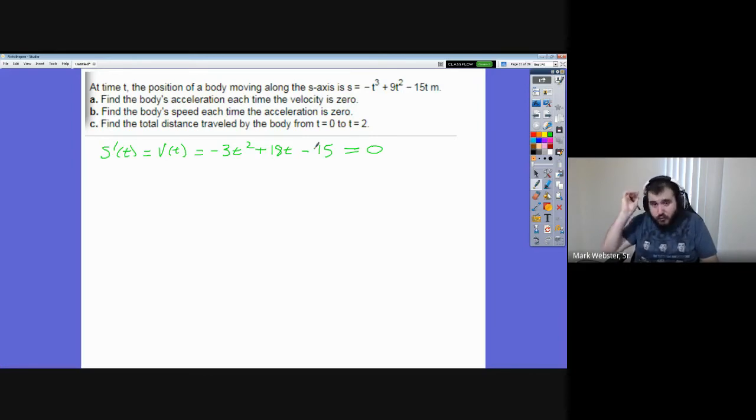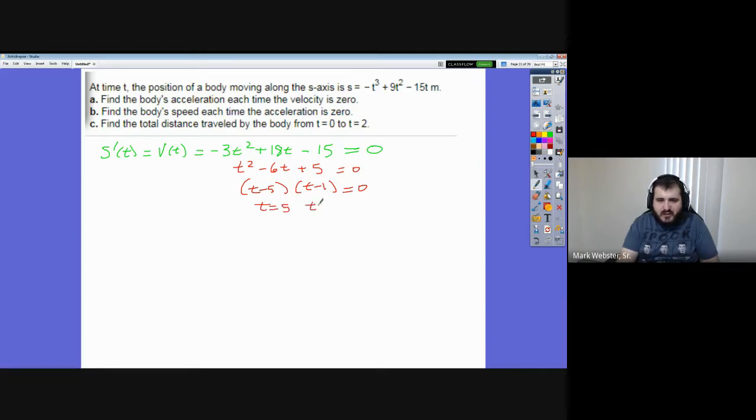If the quadratic formula is your friend, you can use it. Even still, I would recommend that you factor out a negative 3 to make your life easier, right? And then once I'm here, I'm not going to use the quadratic formula. Negative 1 times negative 5 equals 5. Negative 1 plus negative 5 equals negative 6. I don't need the quadratic formula for this one. Now I'm just going to solve for t. Here, t equals 5. Here, t equals 1. These are our two places. We have found each time that the velocity is 0, at 1 and 5. Now they want us to find the body's acceleration at those times.